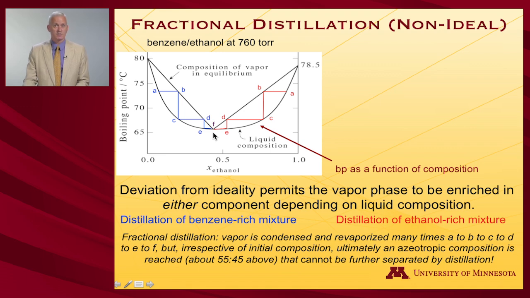And at that stage, there's nothing you can do. If I hand you a flask of 55-45 benzene to ethanol, you can boil it all you want, but all you'll do is boil it dry, and the vapor will constantly be 55-45. You cannot distill one away from the other.